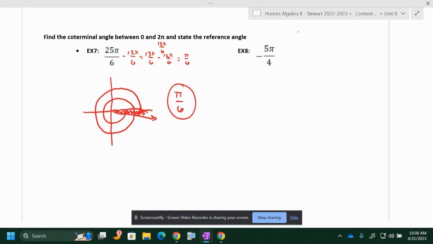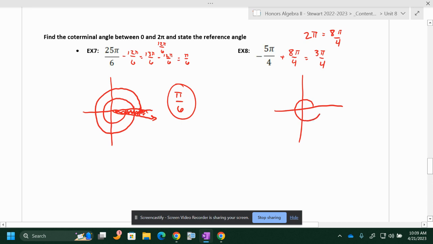Here I've got negative 5 pi over 4. 2 pi is equivalent to 8 pi over 4, which helps me figure this out. So I'm going to add 8 pi over 4 to this, and I'll end up with 3 pi over 4. I'm just going to draw this out again so you can see it. In this case, I'm adding something clockwise. 3 pi over 4: think of it as if I go here, this is pi over 2, which is 2 pi over 4. So 3 pi over 4 is going to end up here. And then this is 4 pi over 4, because it's just pi. So my reference angle is just going to be pi over 4.